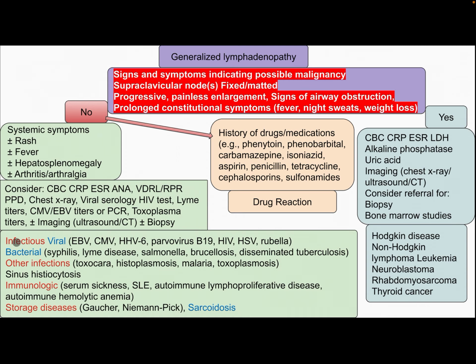Differential diagnosis: either infection, viral like Epstein-Barr virus, cytomegalovirus, herpes simplex virus, parvovirus B19, HIV, rubella, human herpesvirus 6, bacterial infection, syphilis, Lyme disease, salmonella, brucella, disseminated tuberculosis, other infection, toxocara, histoplasmosis, malaria, toxoplasmosis, sinus histiocytosis, immunologic, serum sickness, SLE, autoimmune lymphoproliferative disease, autoimmune hemolytic anemia, storage disease, Gaucher, Niemann-Pick, sarcoidosis.